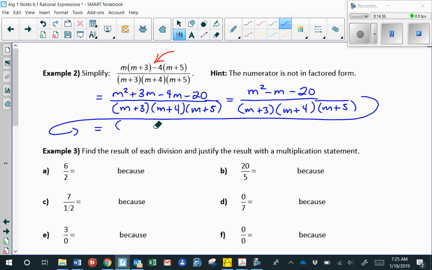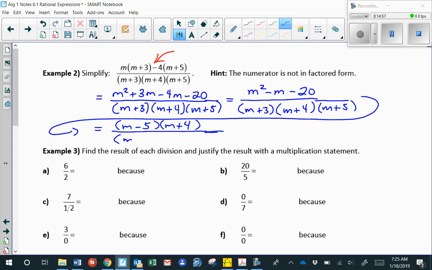The numerator can be factored using our shortcut that we now have for factoring a trinomial with a leading coefficient of 1. The 2 binomial factors need to start with m, and we're looking for factors of -20 that add up to -1. Those are -5 and +4.